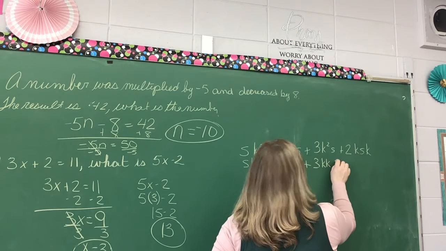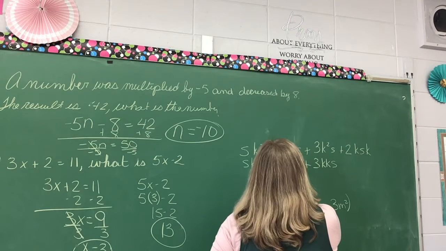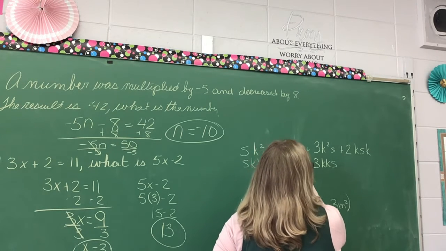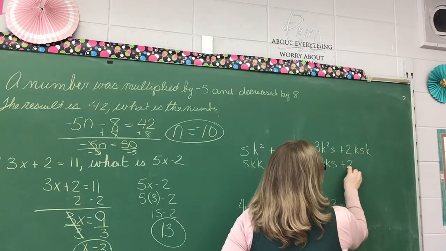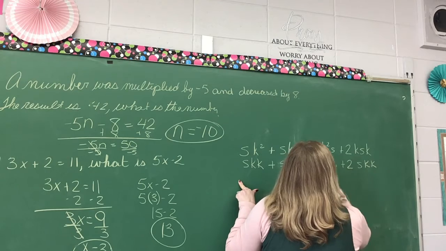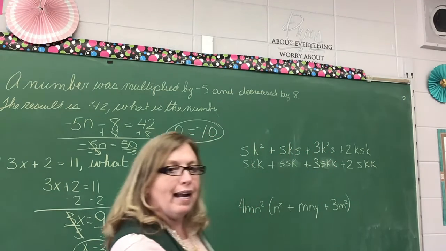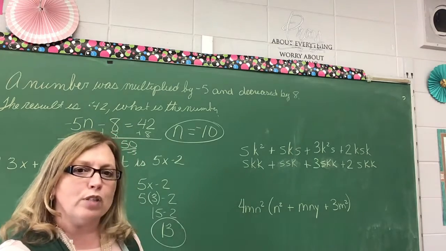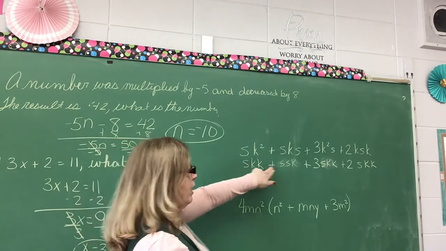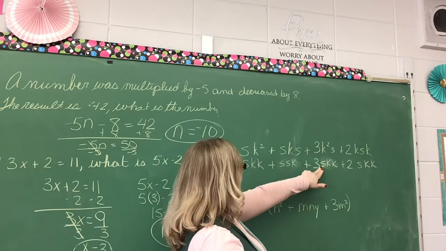3K, K, S, all right, then I've got plus 2 S, K, K. All right, now what can I combine? I can only combine those that are the same. Okay, so I have 1 S and 2 Ks. Here I have 2 S's and 1 K. I cannot combine that. I have 1 S and 2 Ks.